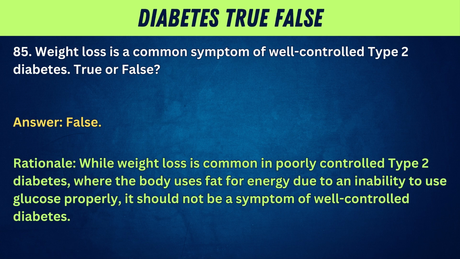85. Weight loss is a common symptom of well-controlled type 2 diabetes. True or false? Answer: false. Rationale: while weight loss is common in poorly controlled type 2 diabetes, where the body uses fat for energy due to an inability to use glucose properly, it should not be a symptom of well-controlled diabetes.